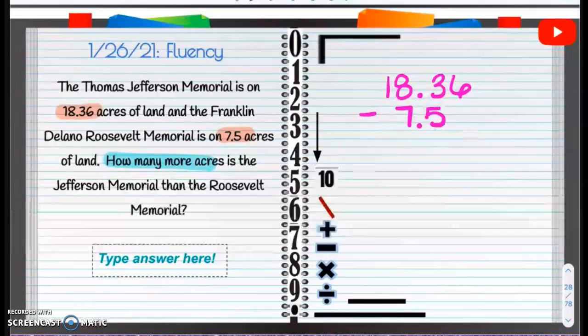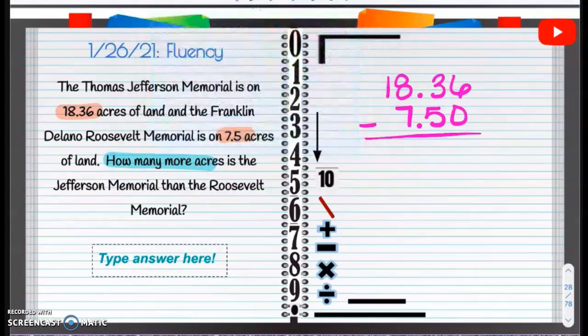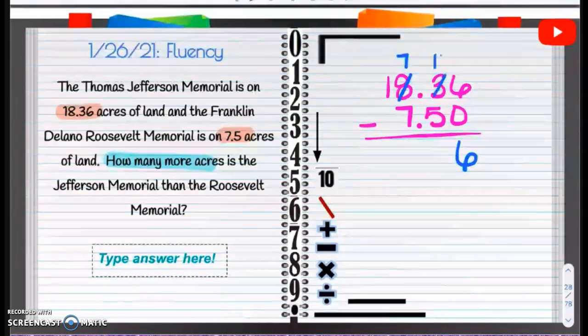I'm going to put that placeholder of 0. I'm going to move this down. There we go. All right, let's subtract. So, 6 minus 0 is 6. 3 minus 5 you can't do, so that 8 becomes a 7 to make this 3 a 13. 13 minus 5 is going to be 7.